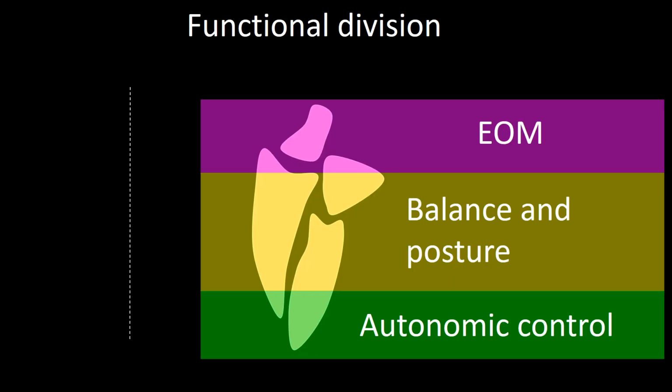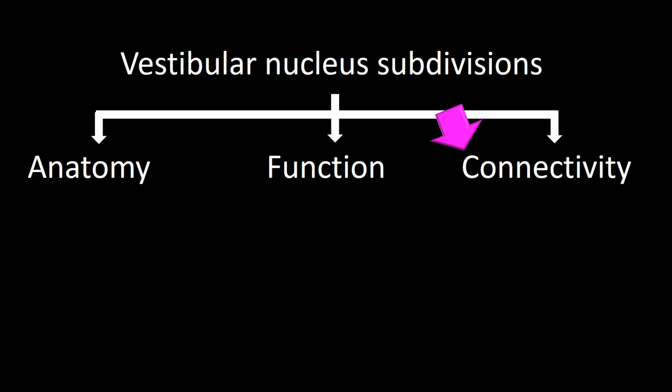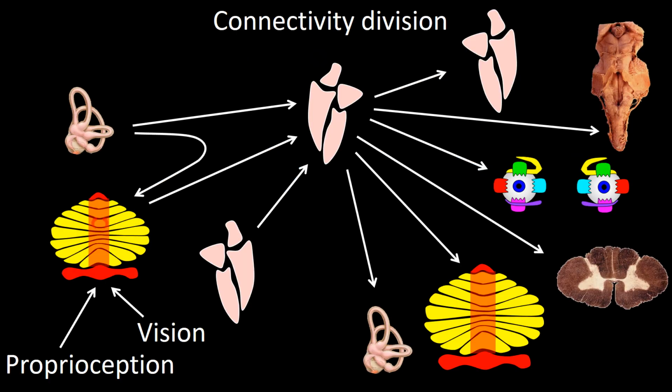frame. Functionally, we can talk about the vestibular nucleus being divided in 3 areas: an upper area involved with extraocular movements, a middle area involved with balance and posture, and an inferior area involved with autonomic control. Connectivity is by far more complex than anatomy and function subdivisions. This figure summarizes the connectivity of the vestibular nucleus. I will address each of them separately and hopefully make some sense of it.